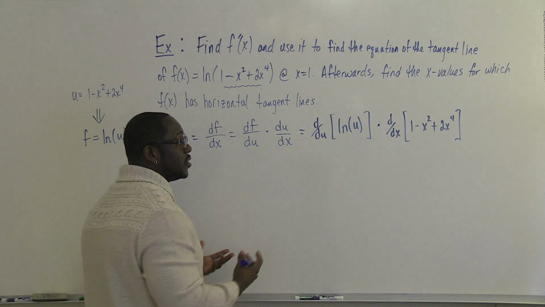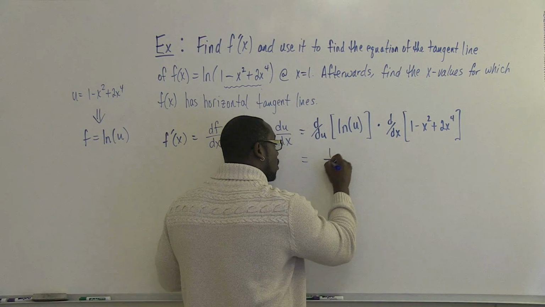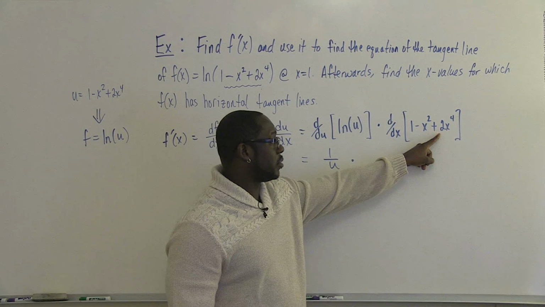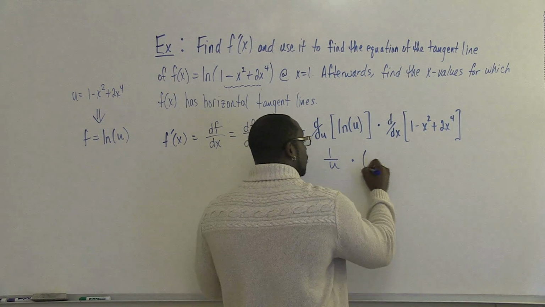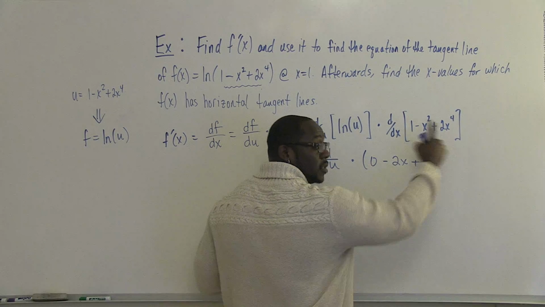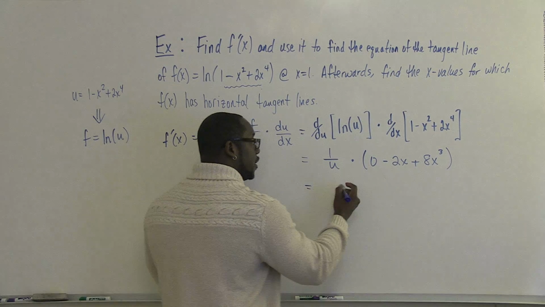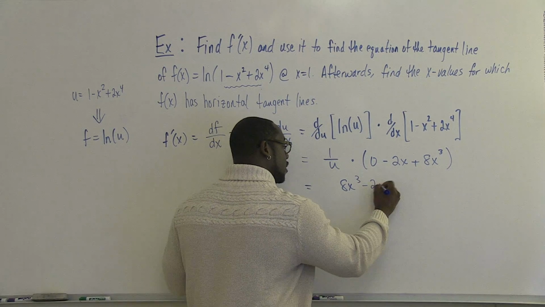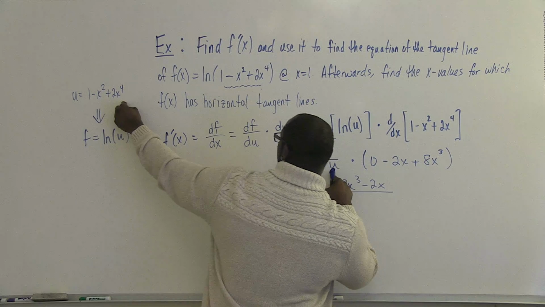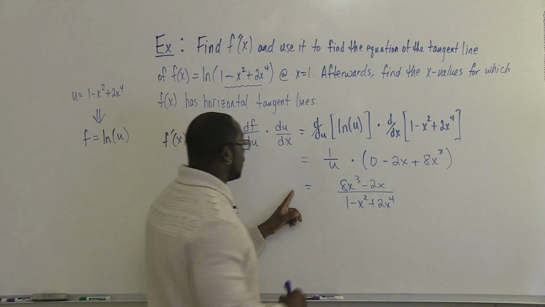And so now what we'll do is just take the derivatives of each of these. So the derivative of natural log of u is just 1 over u. The derivative of 1 minus x squared plus 2x raised to the fourth will be 0 minus 2x for this term plus, yep, that's right, 8x to the third. And then if we simplify, we know that our u is the same as 1 minus x squared plus 2x raised to the fourth, so we will just replace it with that. And so this is our derivative.